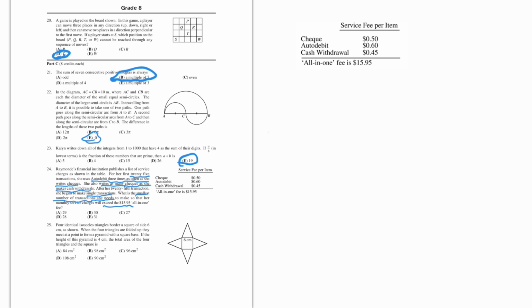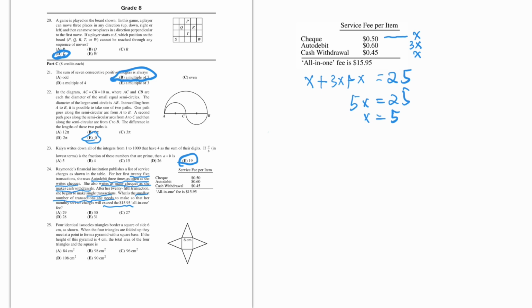She uses auto debit 3 times as often as checks. If she writes checks X times, auto debit will be 3X. And also, she writes as many checks as she makes cash withdrawals. So cash withdrawals are the same as checks, that's X. So the total is X plus 3X plus X, the total transaction count. They told us the first 25 transactions, so that's equal to 25. 5X equals 25, X equals 5.